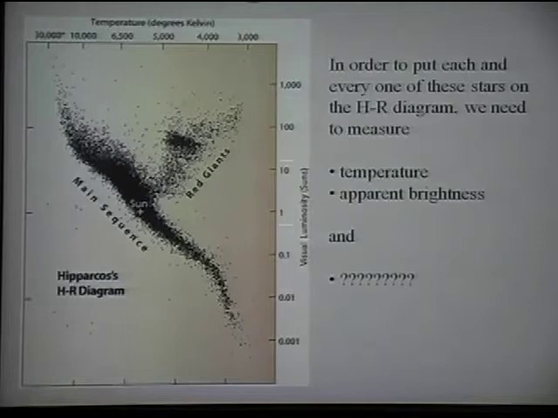Distance, that's right. If we measure the distance, then I know whether I'm looking at a bright star that's far away or a faint star that's close. Once I know the distance, instead of worrying about apparent brightness, I know the absolute or the intrinsic brightness of the star, which is determined by the mass. So I need to measure distances. Hipparchus's job was to measure distances of stars.